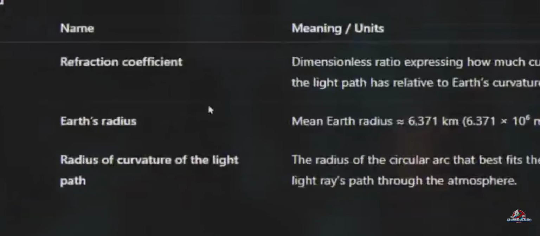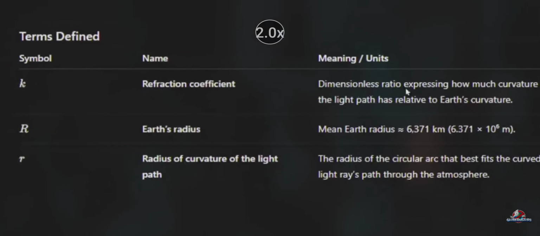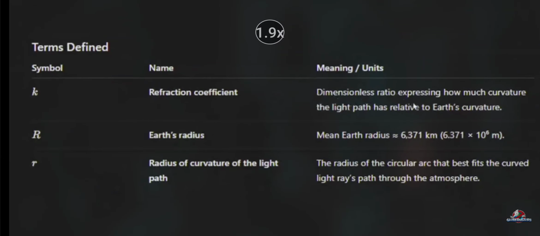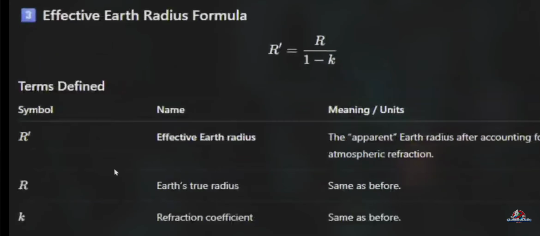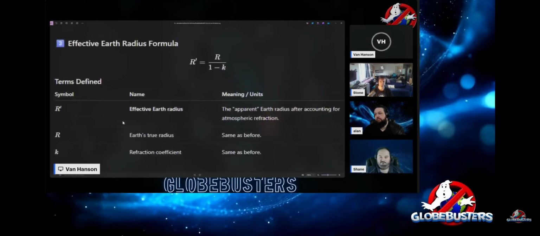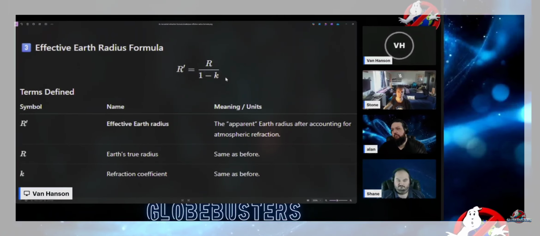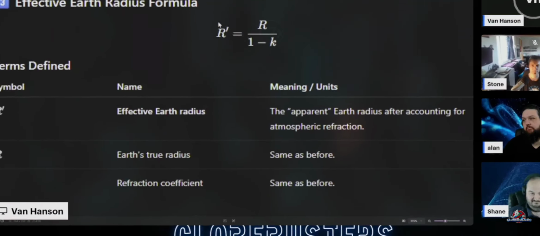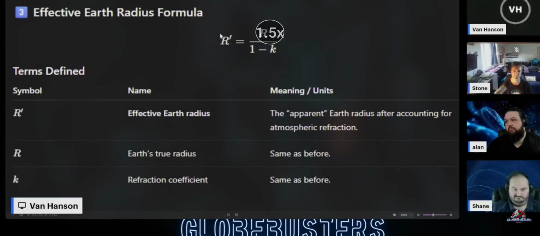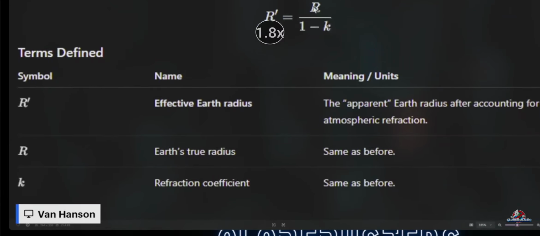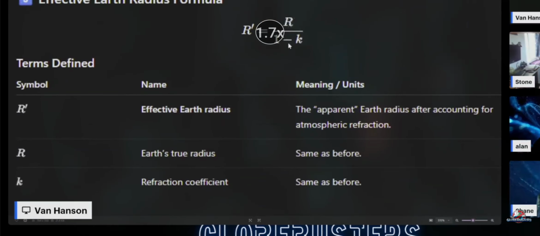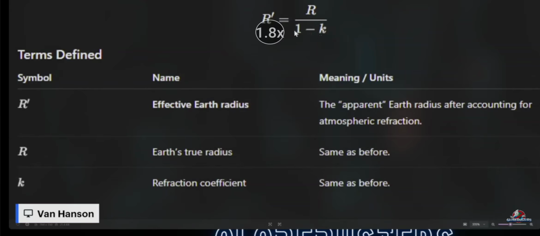So this just defines the terms here. K is the dimensionless ratio expressing how much curvature the light path has relative to the Earth's curvature, and R is the radius of the curvature of the light path. To make this useful, this K value lets them produce an effective Earth radius formula. We're taking the radius of the Earth and dividing it by this K value, and we're getting an effective radius of the Earth.